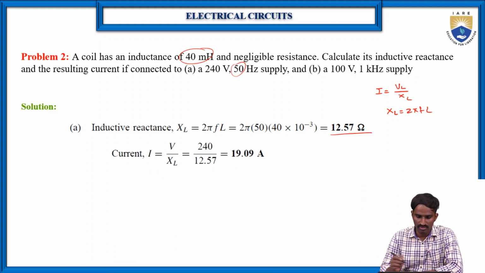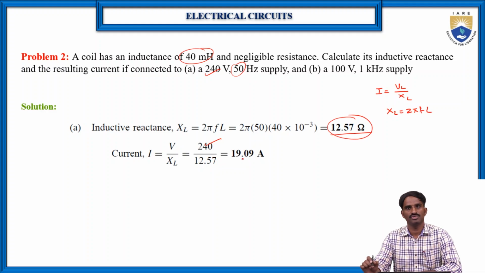Then I is equal to V by XL. V is 240 volts, so substitute 240, and for XL we got 12.57. Then if you simplify this, you will get 19.09 amperes.